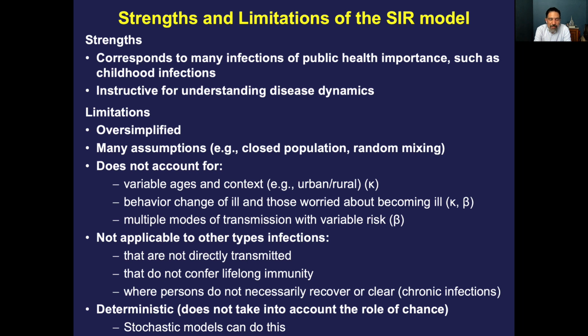And finally, it's deterministic. It's purely mathematical. The equations determine what will happen over time, and as we know, there's a role of chance in a lot of the interactions that occur in the world, and there's a probability associated with transmission of infectious diseases in the real world. So mathematical models that are purely mathematical and don't take into account any role of chance are called deterministic models, but there are stochastic models that we're not covering in this course that can bring in this component into the modeling process.